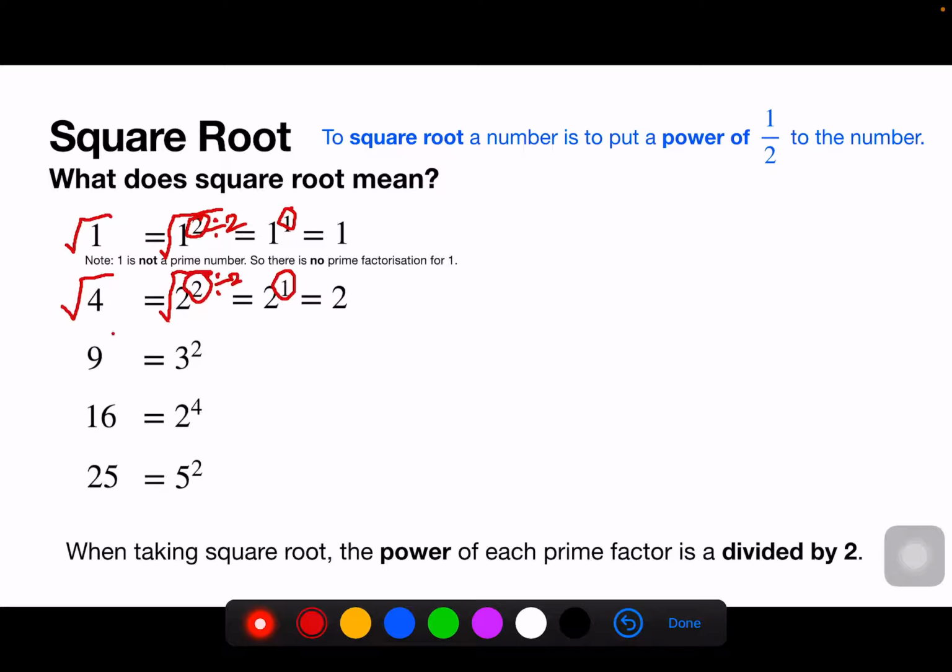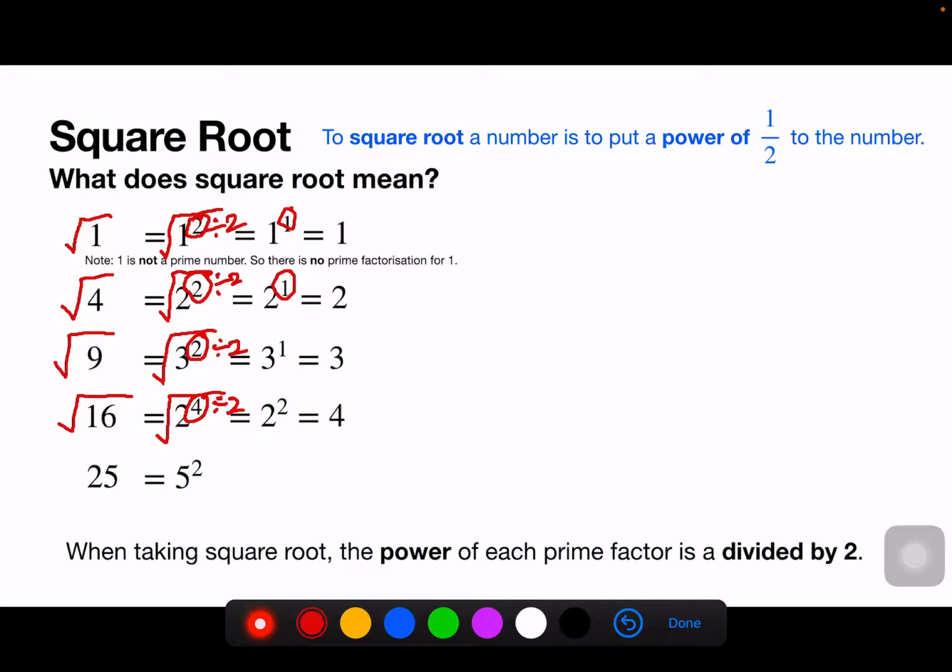Now what about square root of 9? Since 9 is equal to 3 squared, square root of 9 is the same as square root of 3 squared. Again, this power over here, we are going to divide by 2. So we get 3 to the power of 1, which is just 3. Now, we know that 16 is 2 to the power of 4. So square root of 16 is equal to the square root of 2 to the power of 4. What happens to the power of 4 here? You're going to divide by 2. 4 divided by 2, guys, will be 2. So 2 to the power of 2 is equal to 4.